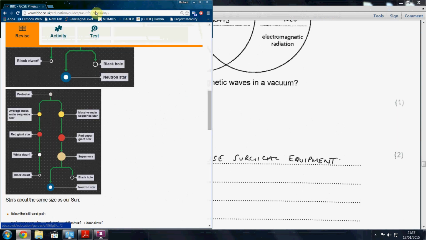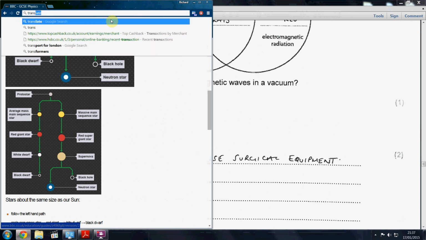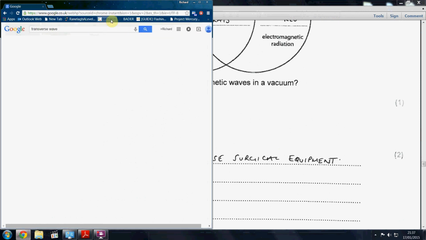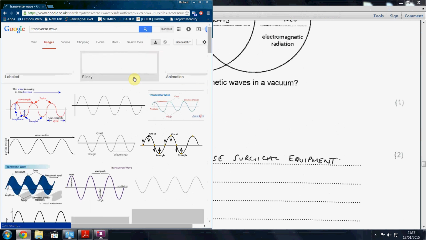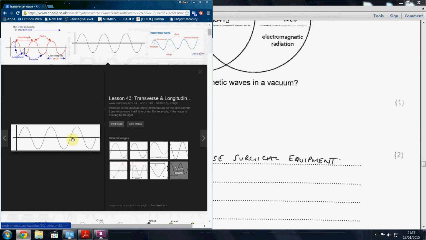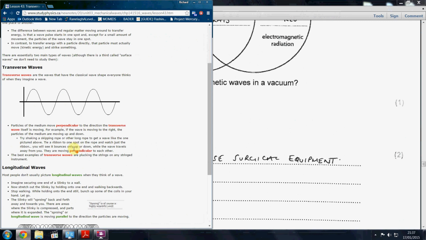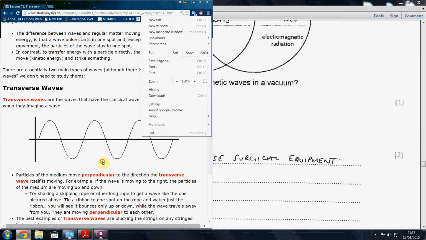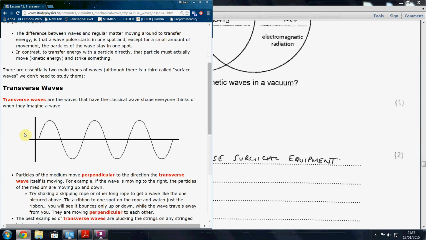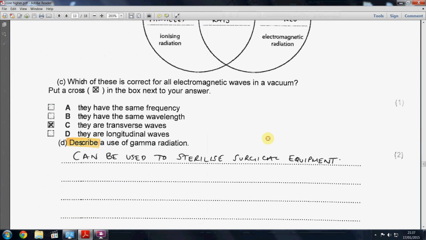Let's see if you can find a transverse wave very quickly. That'll do. Pretty small, but I think you get the idea there, that the transverse wave, if it's moving across here, it's going up and down, rather than the other sort of wave, which oscillates in the same direction as the direction of travel. Okay, back to the paper then, because we're nearly done.